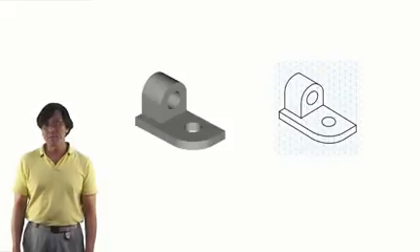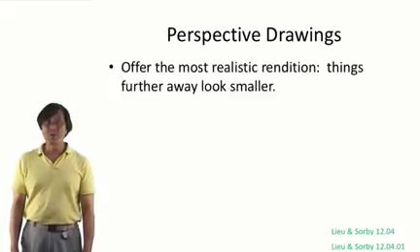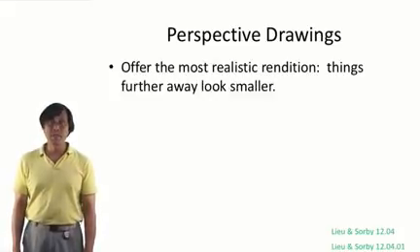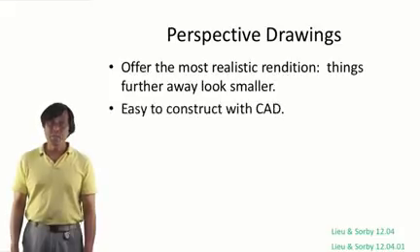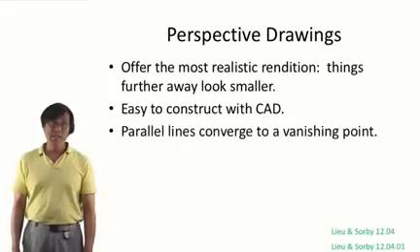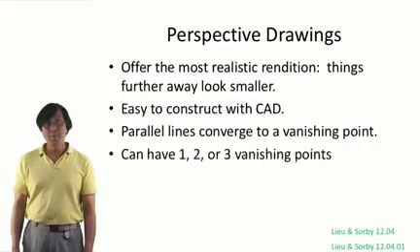A perspective drawing offers the most realistic rendition of an object, and this takes advantage of the fact that objects that are closer to you appear larger, and parts of the object that are further away look smaller. Typically, if you already have a three-dimensional model in CAD, they are very easy to construct. However, constructing perspective drawings by hand is difficult. Parallel lines, instead of remaining parallel to each other, must converge to a vanishing point. And an object can have 1, 2, or 3 vanishing points depending upon the effect that's desired.